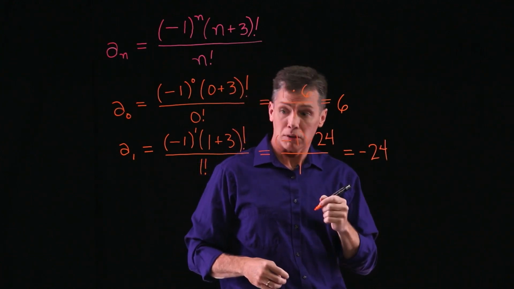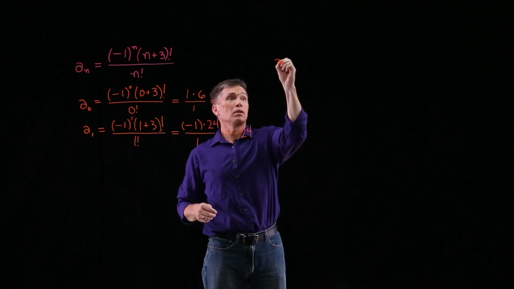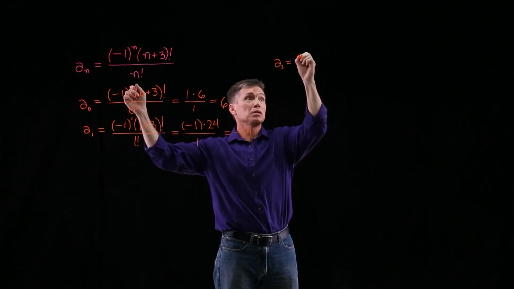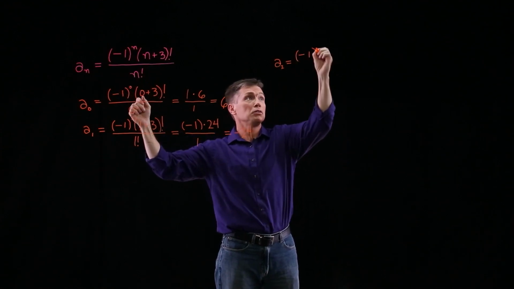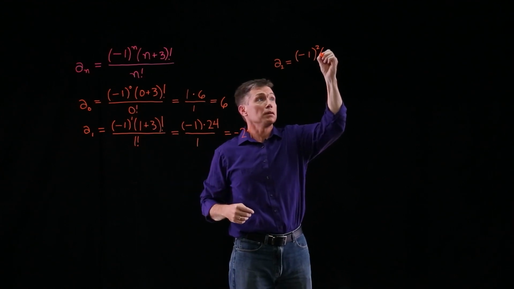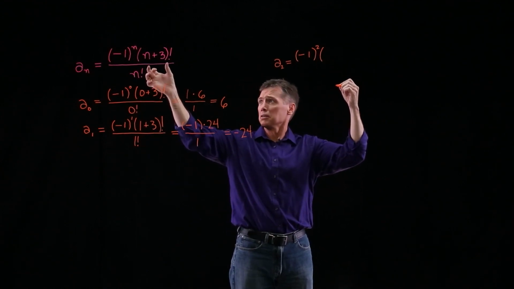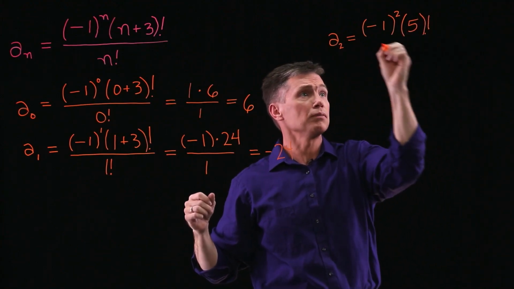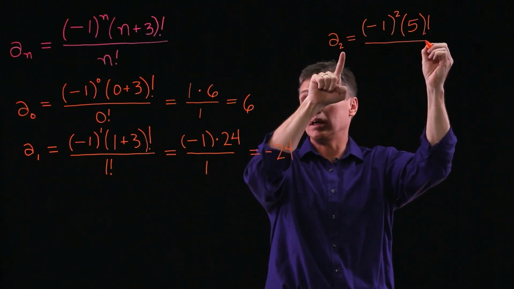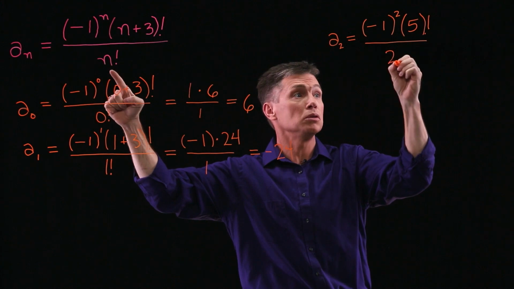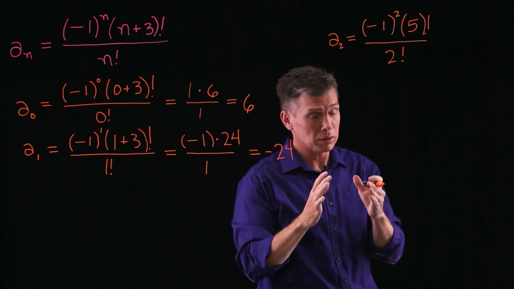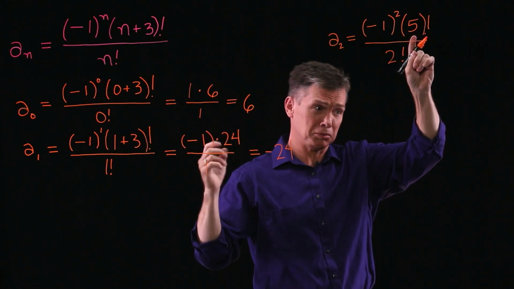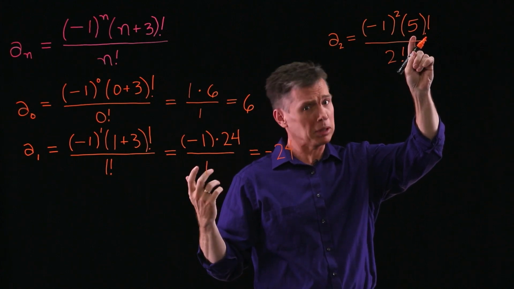Okay. Third term, come up here. A sub 2 equals, following my formula, negative 1 raised to the 2 power. Let's go right in and do some arithmetic in our heads if we can. 2 plus 3 is 5 factorial. And divide by my n is 2, so 2 factorial. Let me slow down there, because some people might even shout out right now that you know what 5 factorial is. Maybe some of us don't. I think it's 120, and you can grab a calculator.